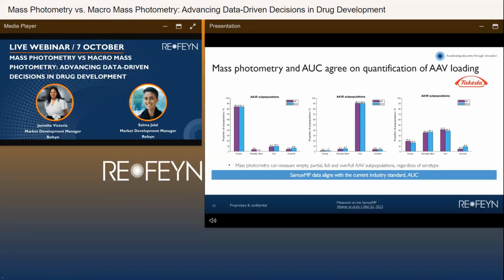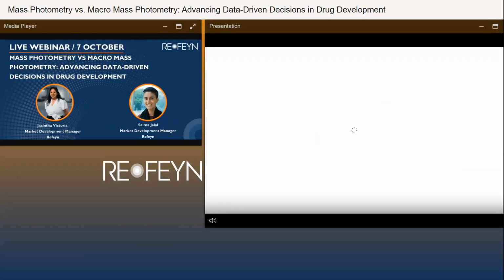And one thing to highlight here is that the percentage for each of these populations measured were aligned between the 2 methods, which is MP and AUC, that was employed for this experiment. So this really helps us conclude that mass photometry, or SamX specifically for AAV characterization, is serotype agnostic and can reliably measure your 4 different AAV populations, as shown on the graph here, all in alignment with the industry standard, which is very widely used in the industry, which is analytical ultracentrifugation, or AUC.